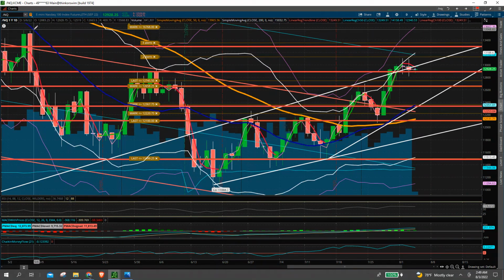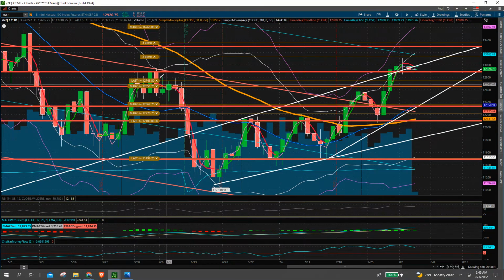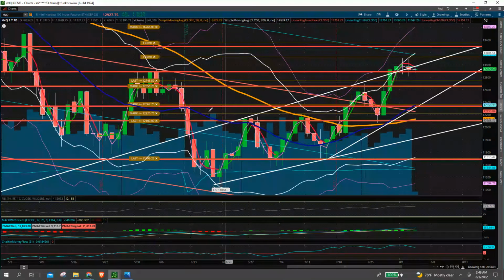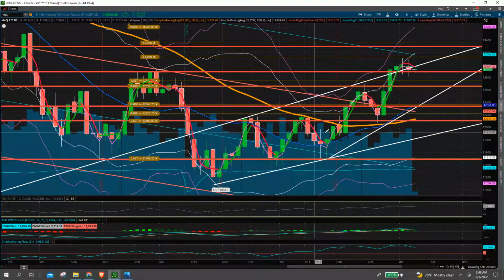Another thing you'll notice is this blue line, one of the moving averages that I use. It was being used as resistance on the way down, which then turned into support for this section here, which then turned into resistance. And you'll notice that it has maintained support and resistance throughout the past few months, right?